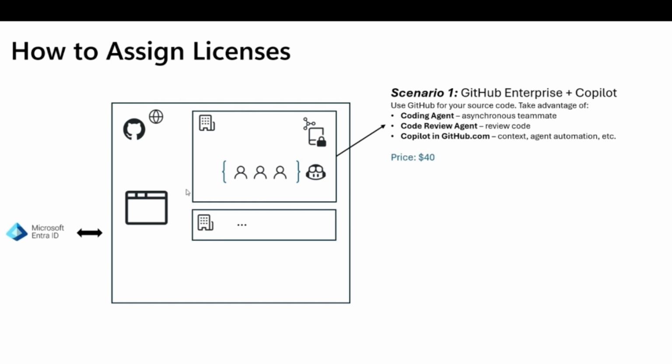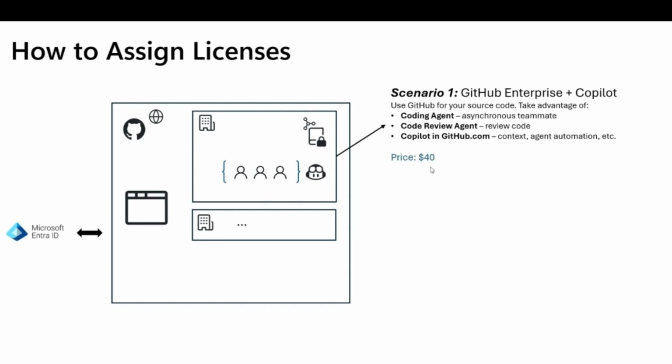For example, I can say everyone in my agricultural business unit will have access to GitHub Copilot. This is scenario one, where you leverage both GitHub Enterprise licenses and Copilot. Effectively, this would be useful for an organization or team that wants to use GitHub for their source code. You can take advantage of GitHub Enterprise and AI capabilities with Copilot, such as the coding agent, which is an asynchronous teammate that works in their own pull request and environment, a code review agent, and further context that Copilot has once you host your code in GitHub.